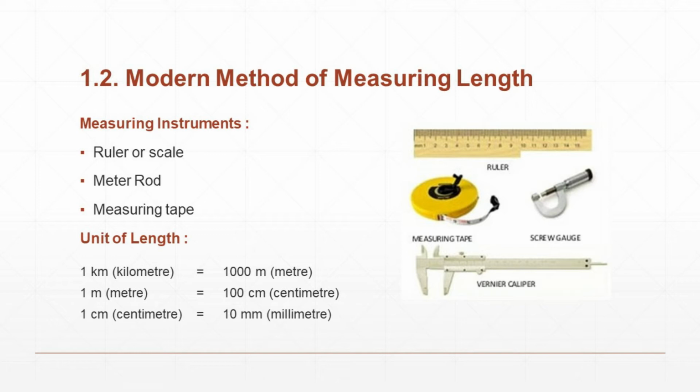Now let us know the units of length. 1 kilometer is equal to 1000 meters. 1 meter is equal to 100 centimeters. 1 centimeter is equal to 10 millimeters. These are the units of length, that is kilometer, meter, centimeter, millimeter.